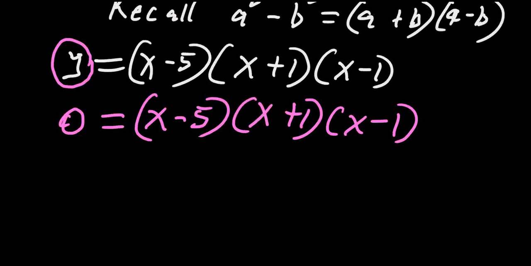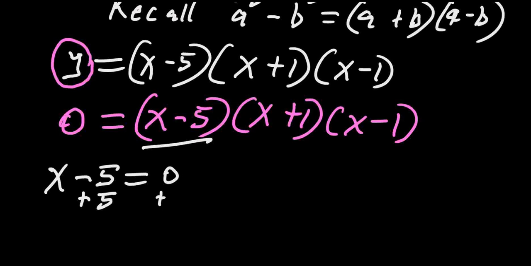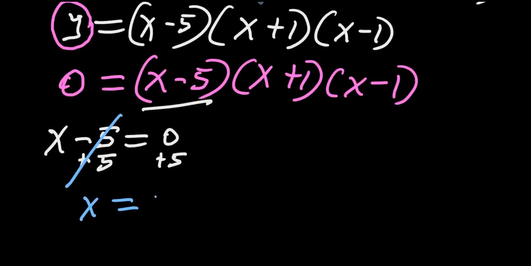Good. So now to find the zeros of this function, we are going to set each of the factors to 0. So x minus 5 is equal to 0. Now write this in terms of x. To do that, add 5 to both sides. And you know, negative 5 plus 5 is 0, so this can be canceled. And x will be equal to 0 plus 5, and that is 5.